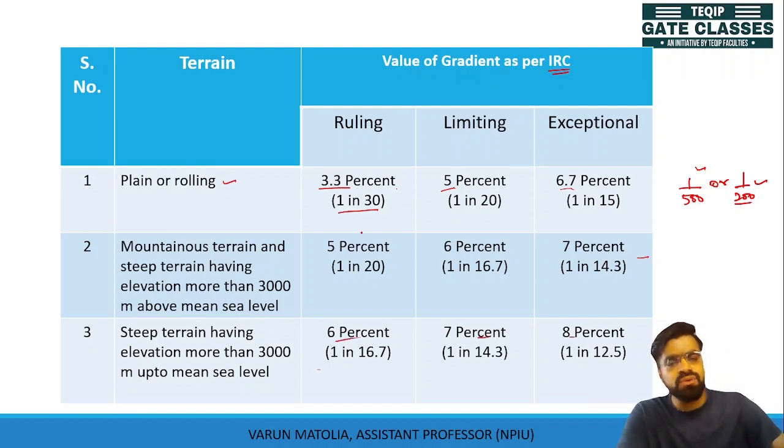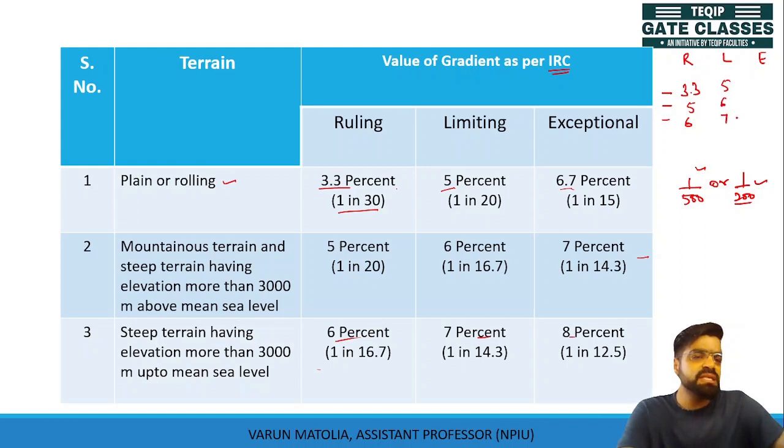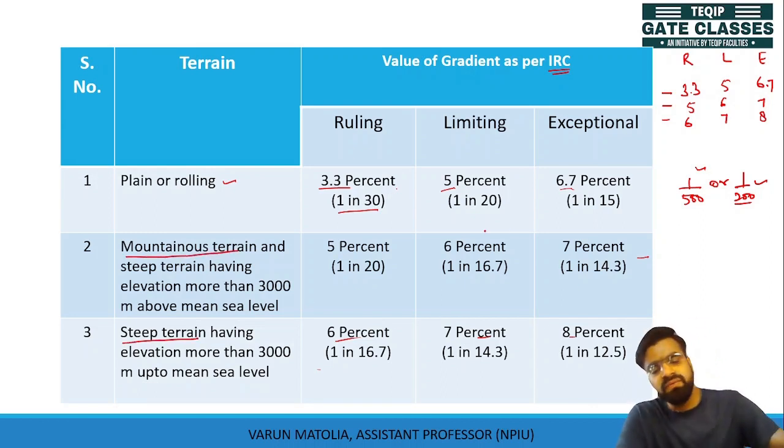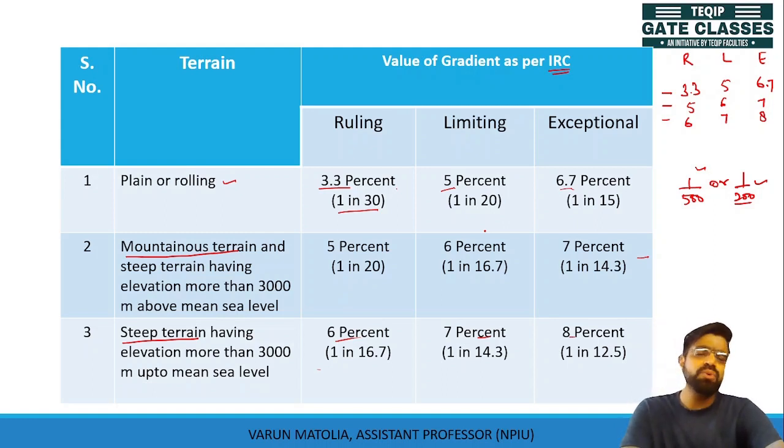You can remember these values directly if you see these three types of terrain: ruling, limiting, and exceptional. 3.3, 5, 6.7; 5, 6, 7; 6, 7, 8. So if you just read it once, you will be able to remember these values. So for mountainous terrain and steep terrain, you have the values given here. Exceptional gradient is only provided in exceptional cases, and most of the time these are provided in hill or steep gradients.